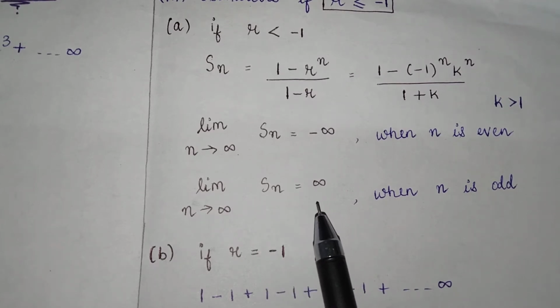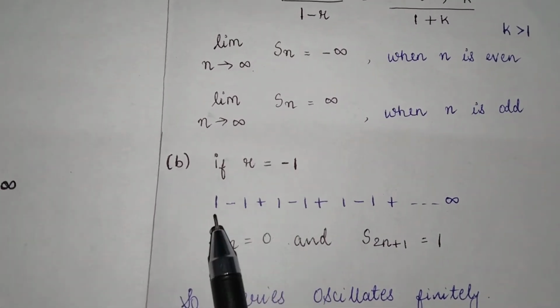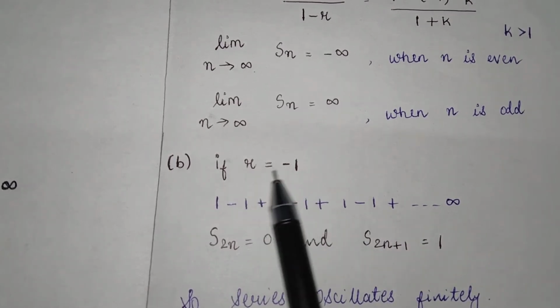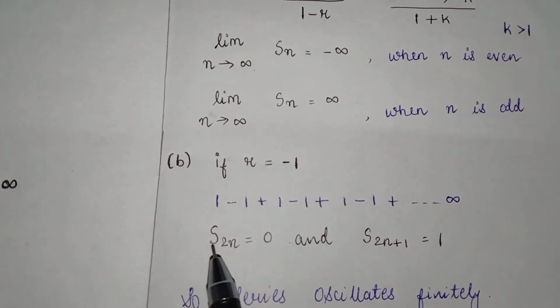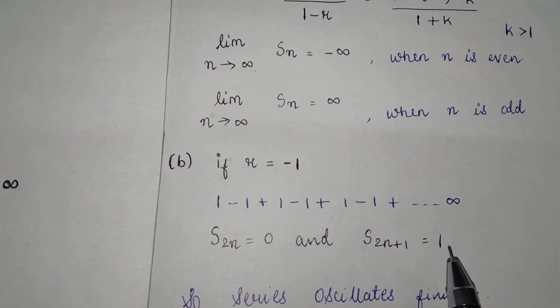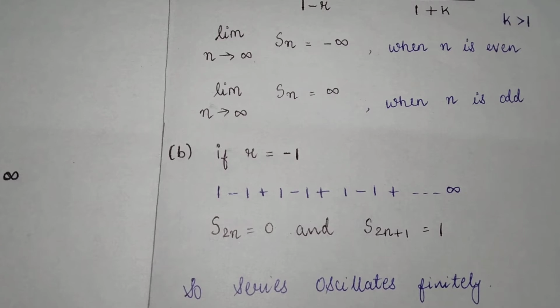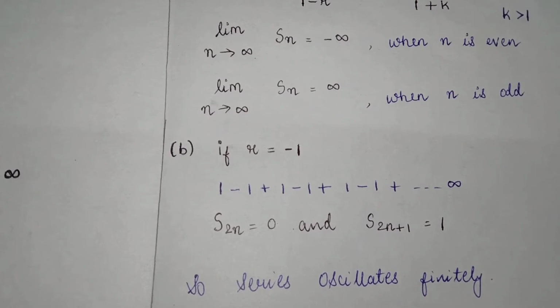And if r is equal to minus 1, when does that happen? If the series is like this, 1 minus 1 plus 1 minus 1, for such a series the common ratio is minus 1. We have seen in the previous lecture that when there are even terms the answer will be 0, but when there are odd terms the answer is 1. It means we cannot decide whether it is 0 or 1. During that time the series will oscillate, and as we have finite values we can say that the series oscillates finitely. So these are the conditions of geometric series.